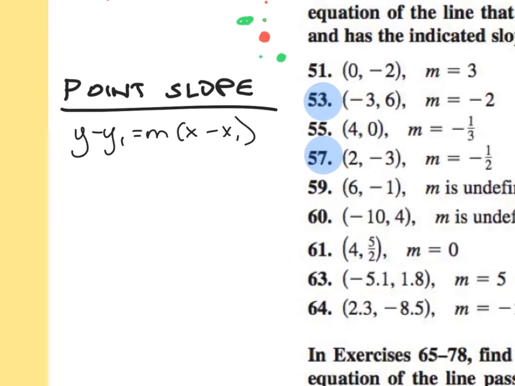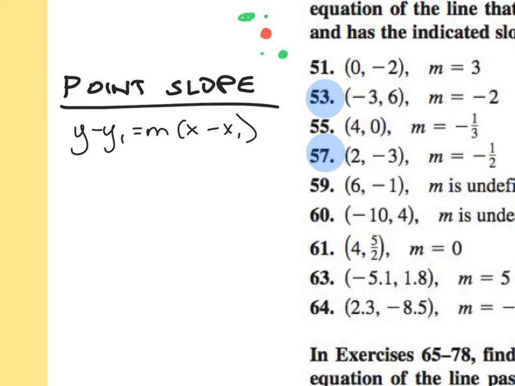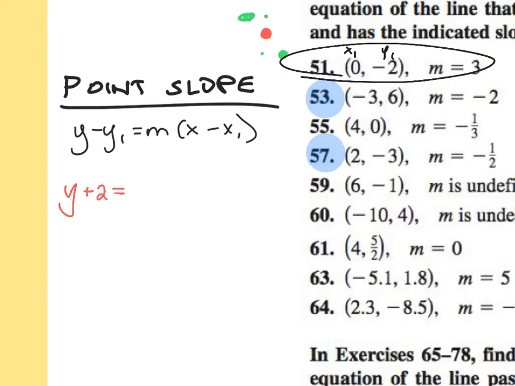And so for these, let's say it's number 51. I can take this as x1 and this as y1, and that is your slope, and you can plug it in. So the y stays as y, minus a negative 2 becomes plus 2, equals m, which is 3 times x minus x1, which is 0. And I get y plus 2 equals 3x, and then I'd get y equals 3x minus 2.